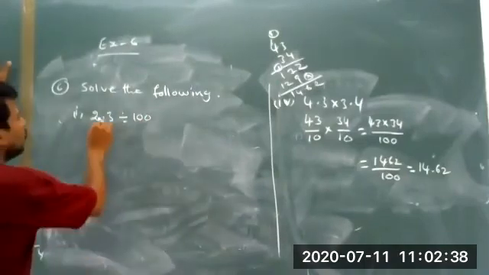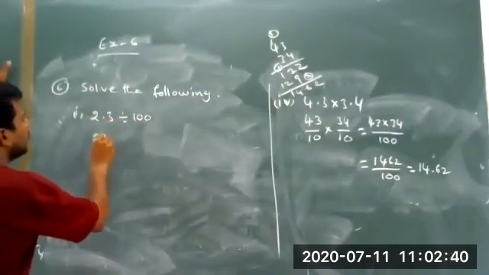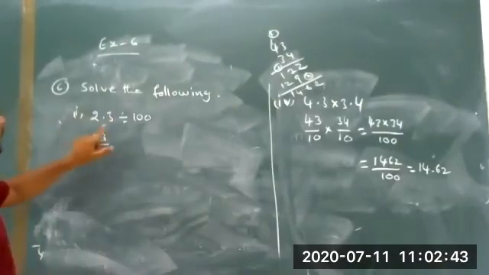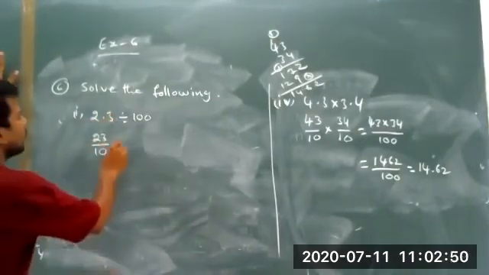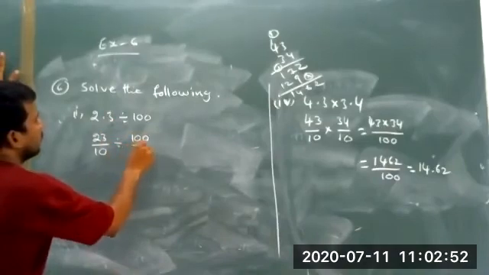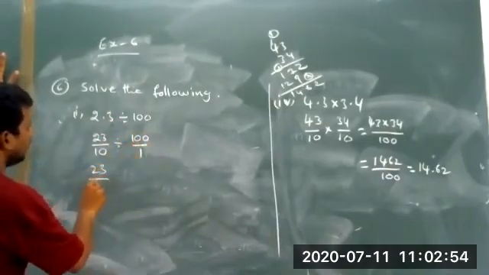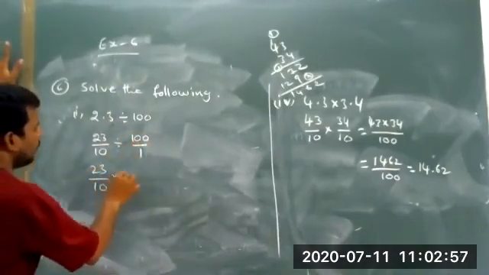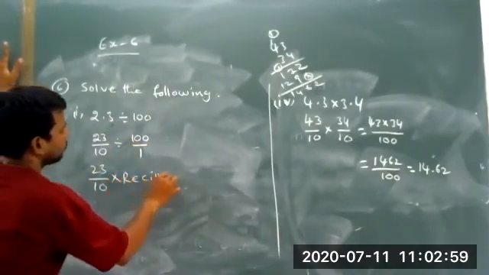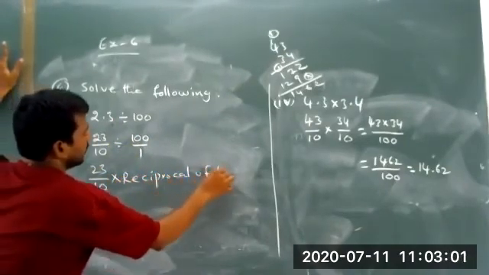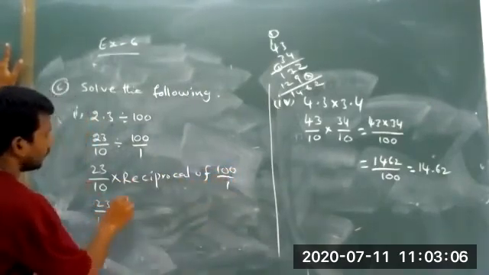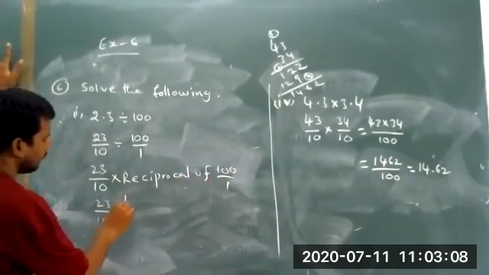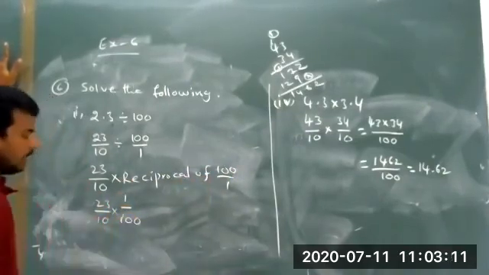Take this one. 2.3 as a fraction is 23 by 10. Why? Because here there is one decimal place, the 3. 23 by 10 divided by 100 by 1. So 23 by 10 into the reciprocal of 100 by 1. What is it, children? 1 by 100.